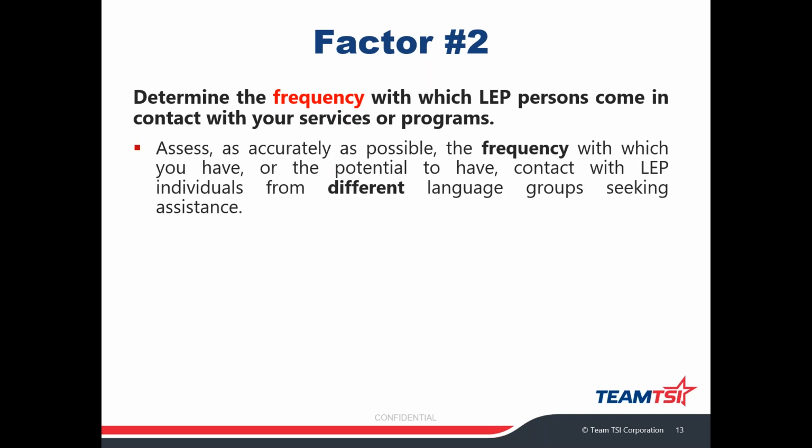The rule talks about assessing as accurately as possible the frequency with which you have, or the potential to have, and that's a key word. That's a difficult word to comply with. If I were doing this, I always have the potential to do anything. So they're looking at what's the frequency and the possibility from different language groups seeking assistance.